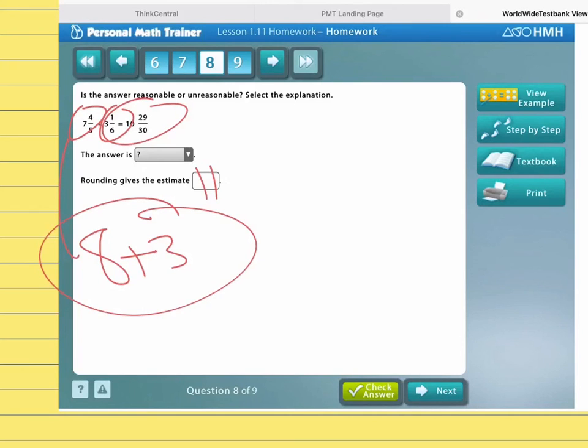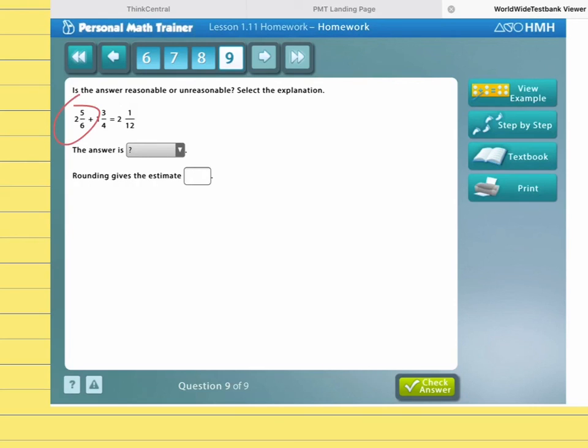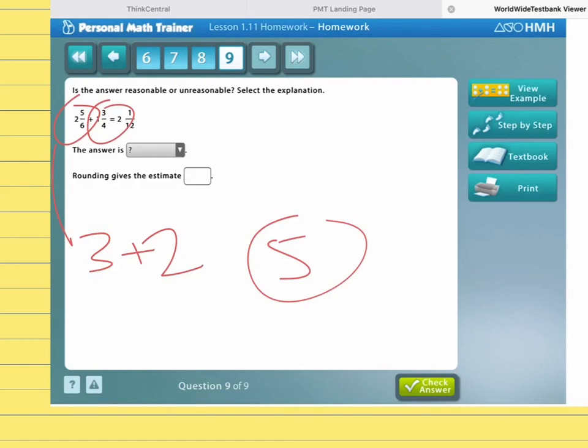It's a fairly straightforward problem, just using rounding. And the final question, is the answer reasonable? Let's round that up to 3, and let's round that up to 2. So the answer should be 5, and your answer is nowhere near 5. You have 2 and a 12th. So I'm not sure how they got that answer or what they did, but the estimate should be close to 5, so your answer is not reasonable. So it's an unreasonable answer.